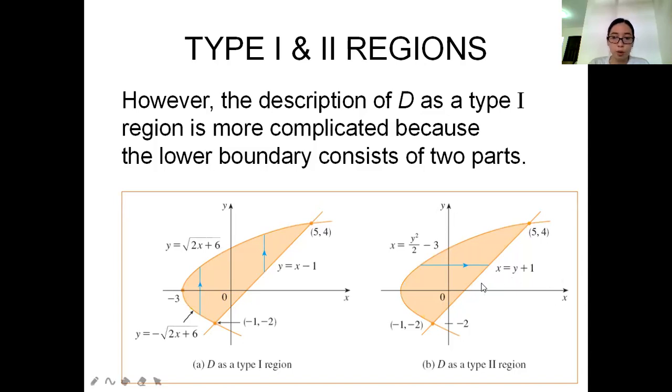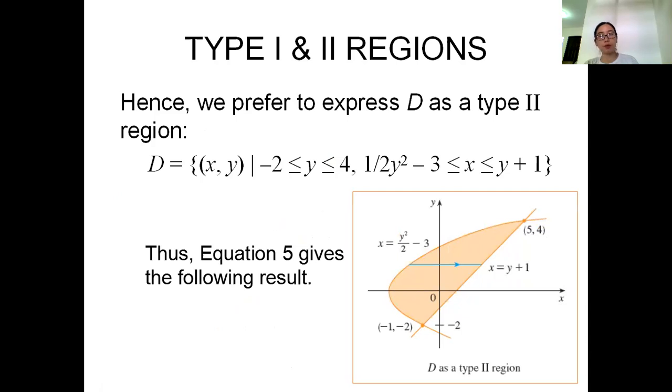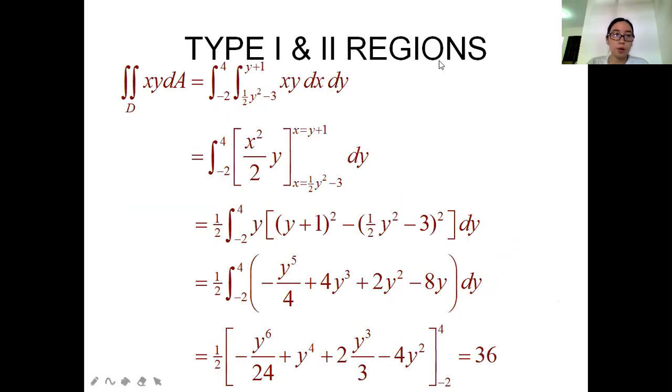Okay? So, hence, we prefer to express D as a type 2 region for a simpler solution. So, when we use the type 2 region, we have negative 2 is less than or equal to y, less than or equal to 4. Then, for our x limit, it's 1/2 y squared minus 3 to y plus 1. Okay? So, therefore, we can rewrite it using our general equation for solving surface areas.